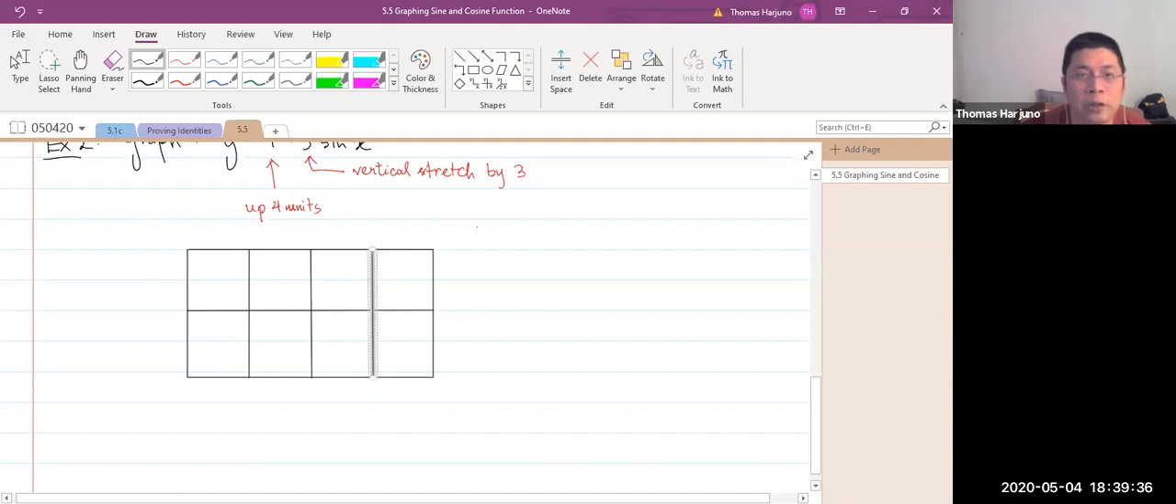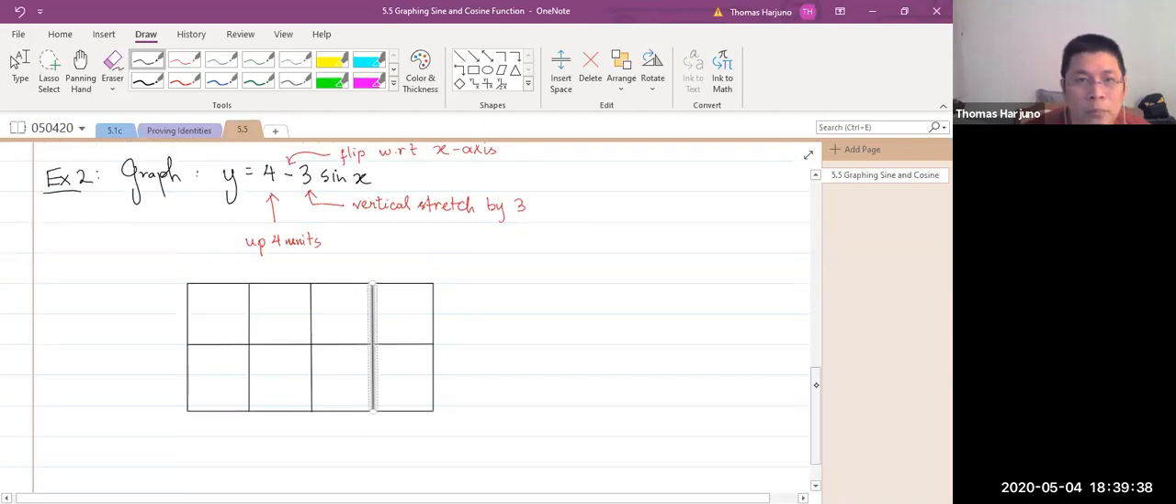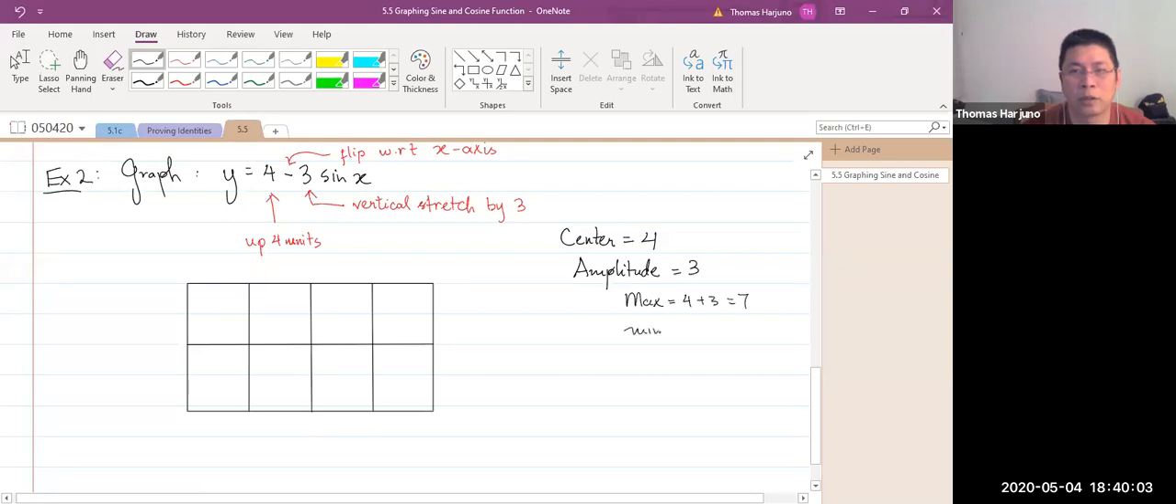Okay, what's the center? Four. Center will be 4. What is the amplitude? Three. It will be 3. Okay, so from there we see that the maximum is 4 plus 3, which is 7. The minimum is 4 minus 3, which is 1. Okay, so here the center is 4, the maximum is 7, the minimum is 1.